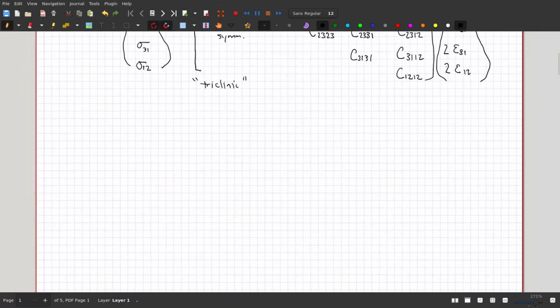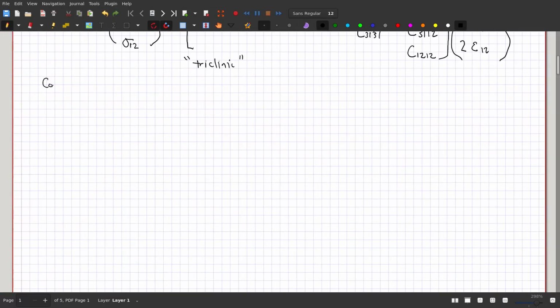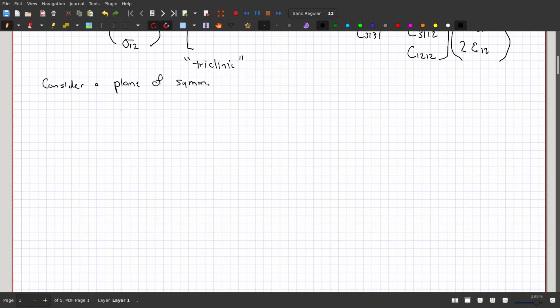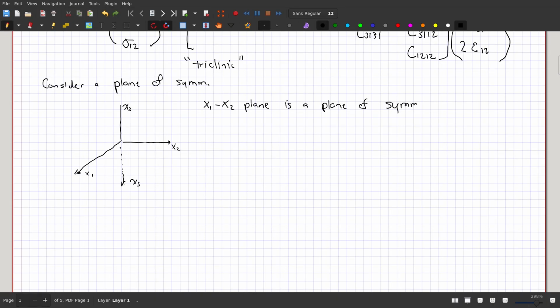So if we consider a plane of symmetry, so for example, if you have a coordinate system and the plane x1, x2 is a plane of symmetry, then we might write down a rotation matrix.